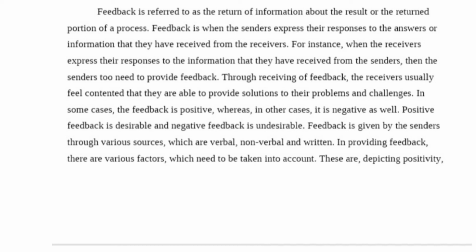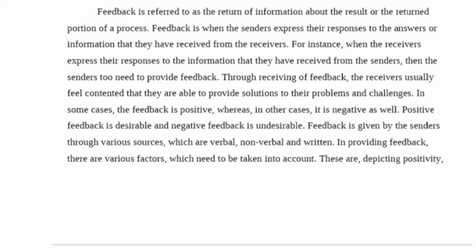Positive feedback is desirable and negative feedback is undesirable. So everyone wants that the feedback must be in positive form. Feedback is given by the senders through various sources, which are verbal, non-verbal, and written. In providing feedback, there are various factors which need to be taken into account.